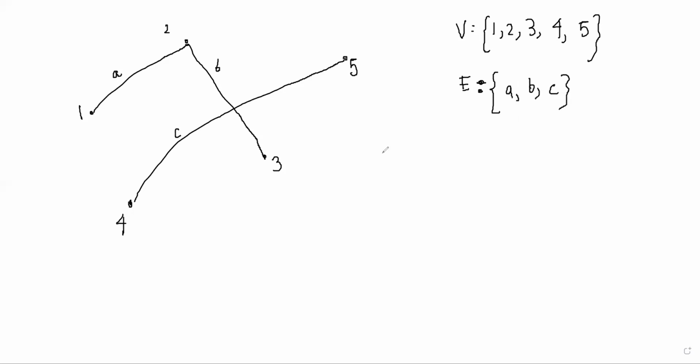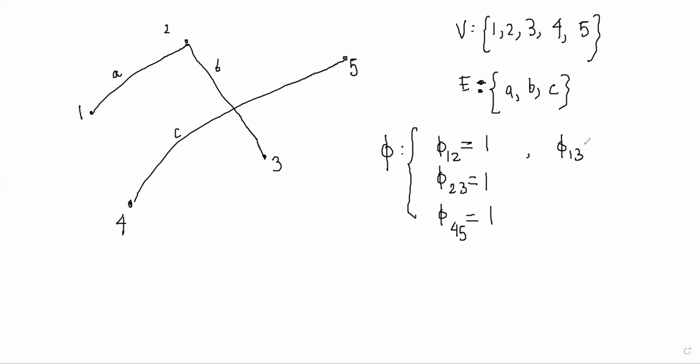And what is my phi? Phi is a function such that phi of 1 2 is equal to 1, phi 2 3 is equal to 1, phi 4 5 is also equal to 1. However, phi 1 3 is equal to 0, phi 1 4 is equal to 0, phi 2 5 is equal to 0, phi 3 5 is equal to 0, and so on. You get the idea. Phi 1 5 is also 0.